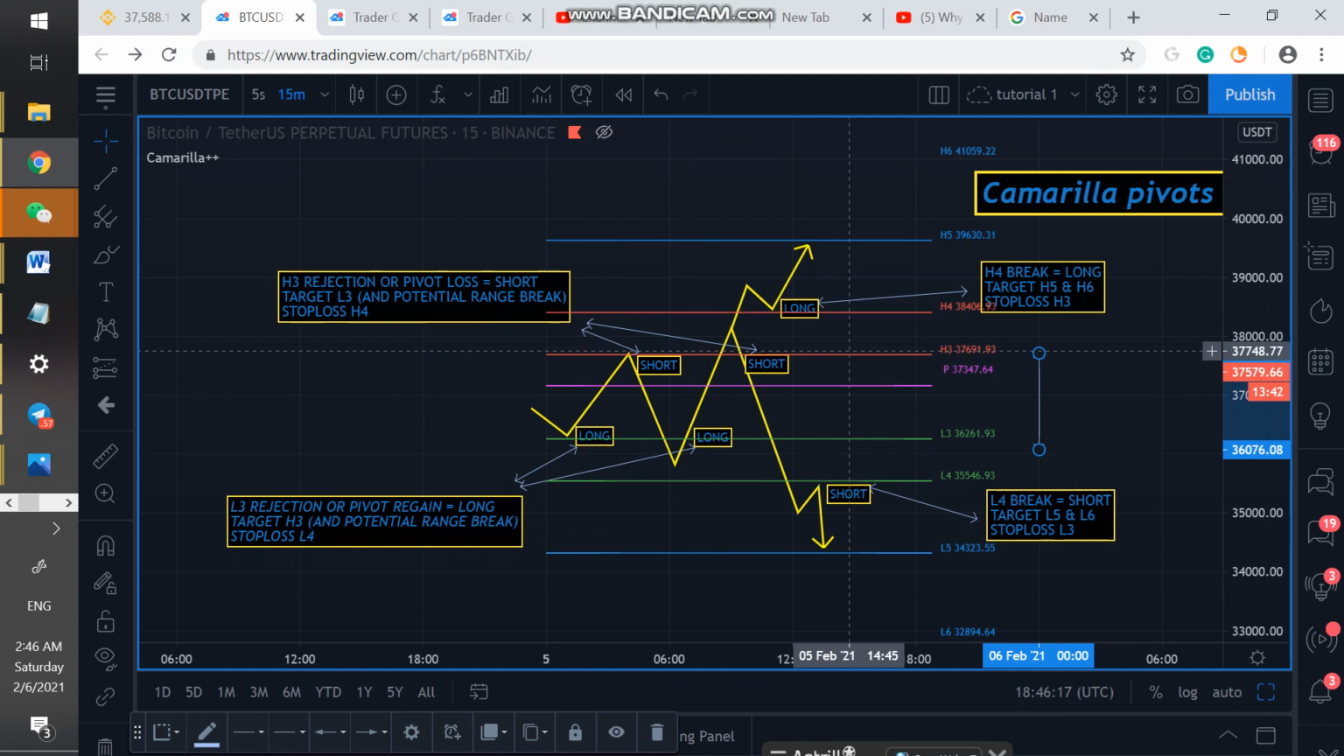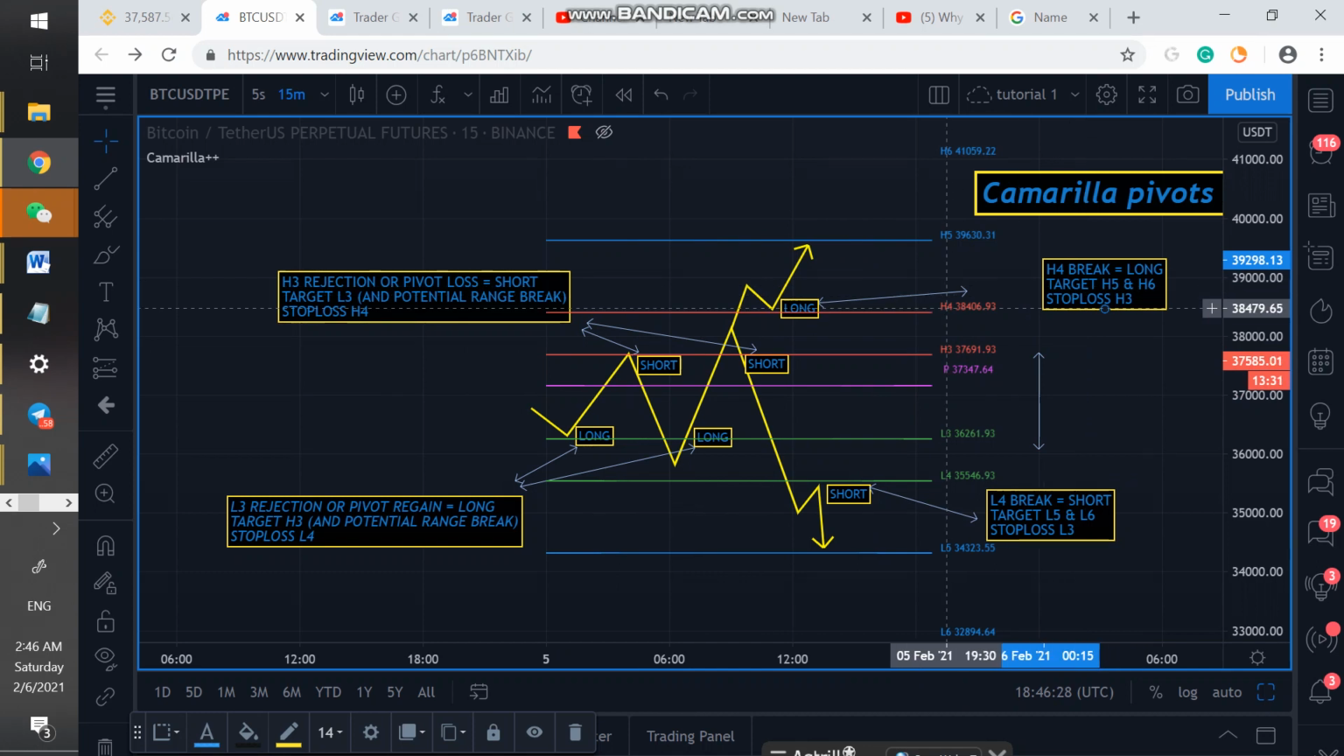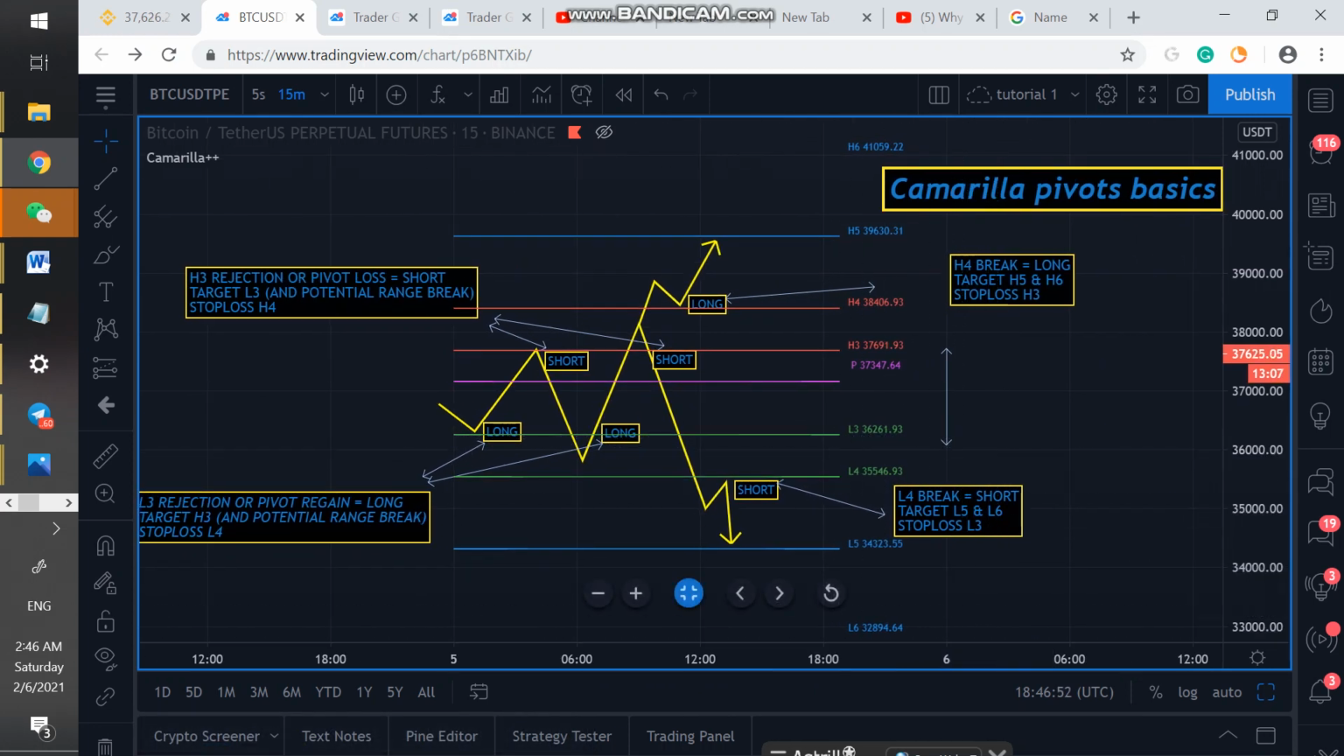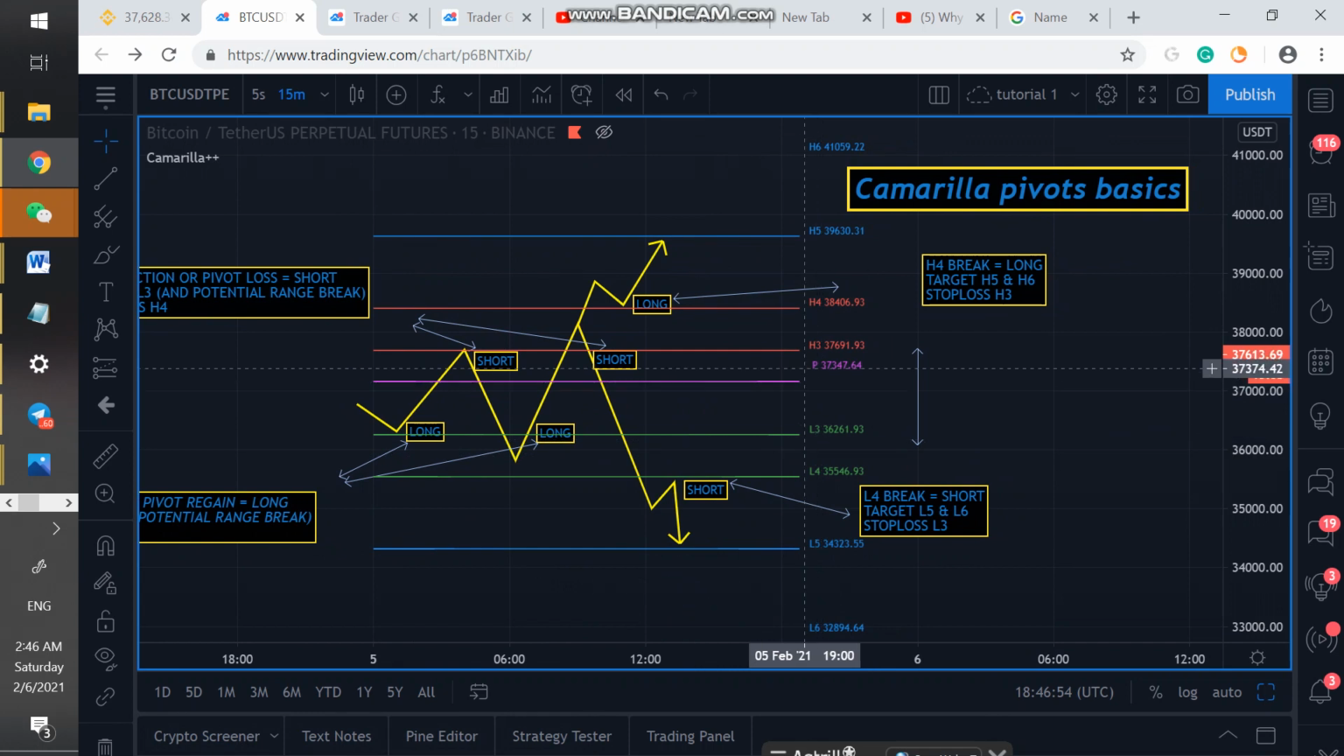If you take an H3 short or an L3 long, trading the range, the floor to the ceiling, ceiling to the floor, your stop loss is going to be on the H4 or the L4 on the same side you took that trade in. So if you went long on L3 on these cues, your stop loss is L4. Same if you went short on H3, your stop loss is H4. Because H4 and L4 are your breakout levels.